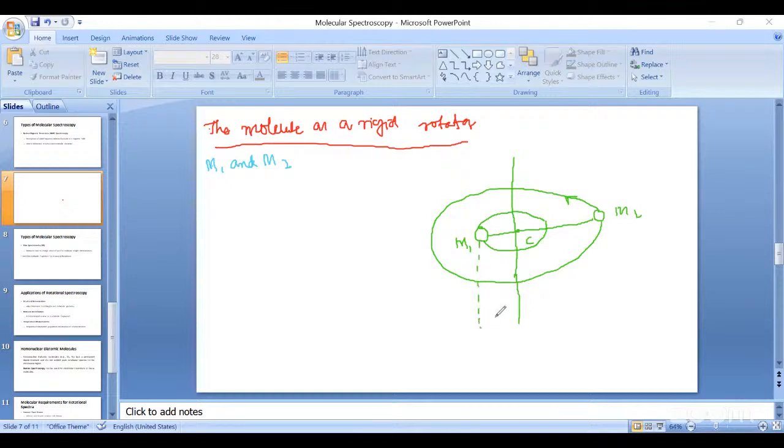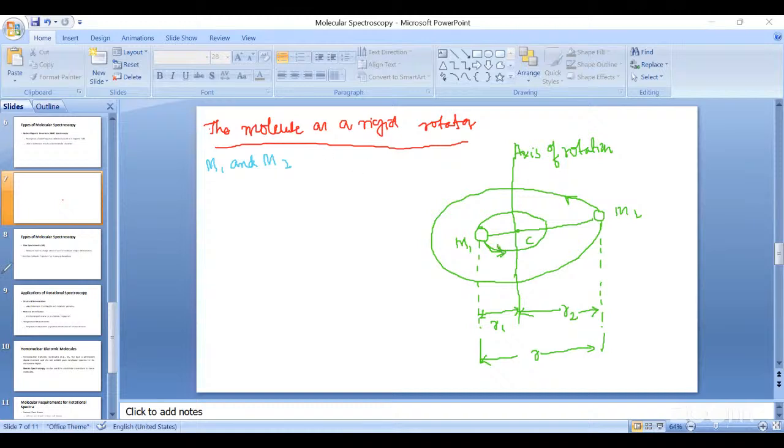The distance from this center to the first atom, of mass M1, is taken as R1, and similarly the distance from the center to the second atom is R2. The total distance between them is R. This is the axis of rotation, and the molecule rotates in this direction.